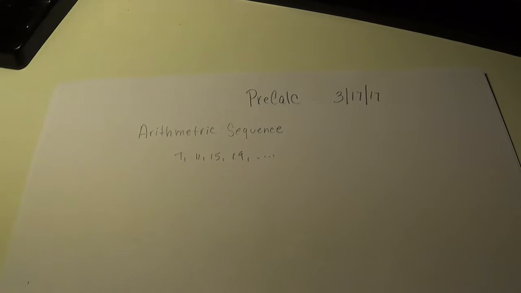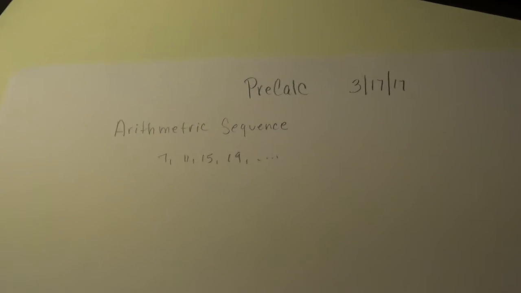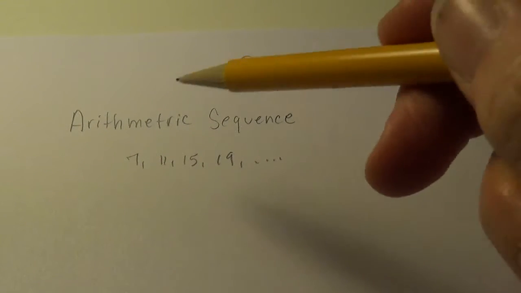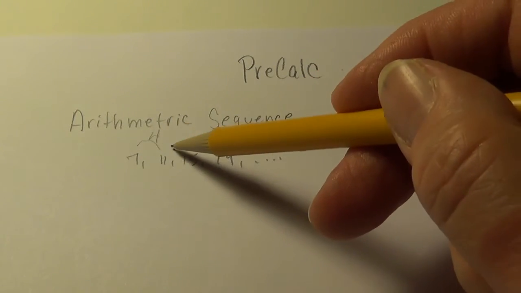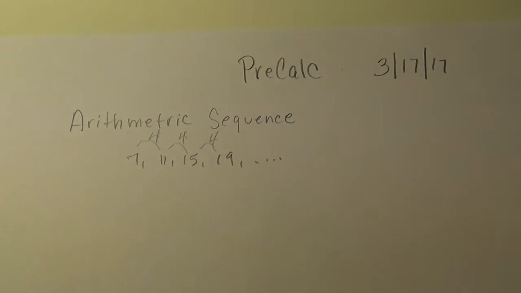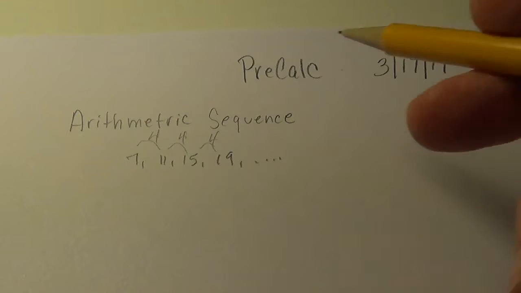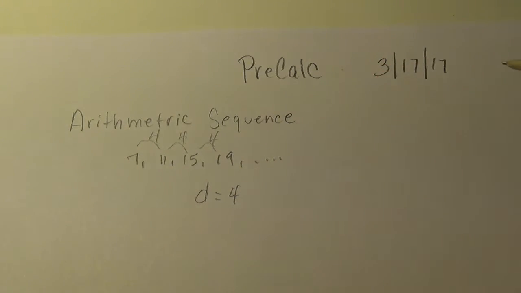Alright, so 7, 11, 15, 19. You can tell you have an arithmetic sequence when each of the terms is the same distance from the next term. So from 7 to 11 is 4, and then 11 to 15, and so on. So that's characteristic of an arithmetic sequence. The common difference is indicated by the letter d, and it equals 4.